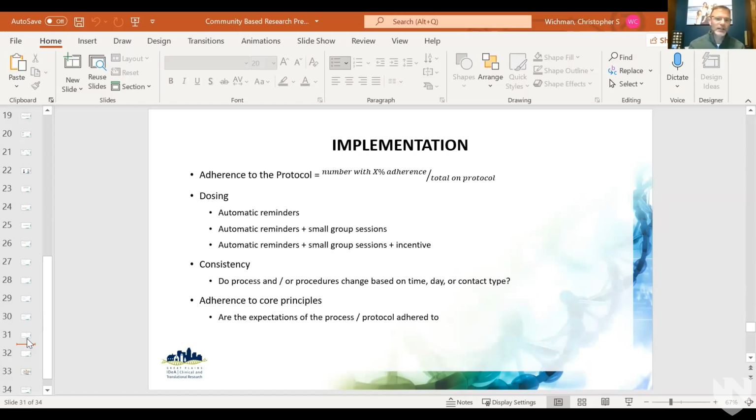So if I look at an incremental increase in effort of the intervention, I can look at automatic reminders. Is that sufficient to get what I need for adherence? Or do I get what I need from an implementation standpoint just using automatic reminders? Then I can add in automatic reminders plus some small group sessions or some sort of support. And do I get what I need? Versus automatic reminders plus small group sessions plus incentive, right? And I can keep stacking these and keep making it more and more complicated and try to get at what gives me the best bang for the buck, so to speak.